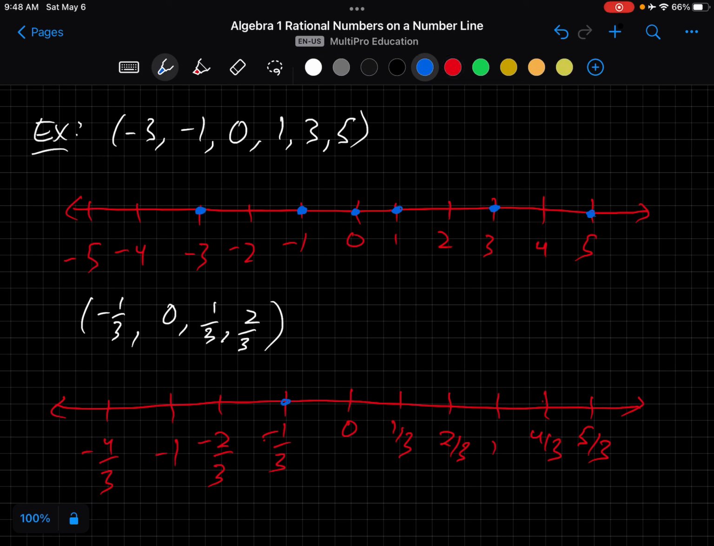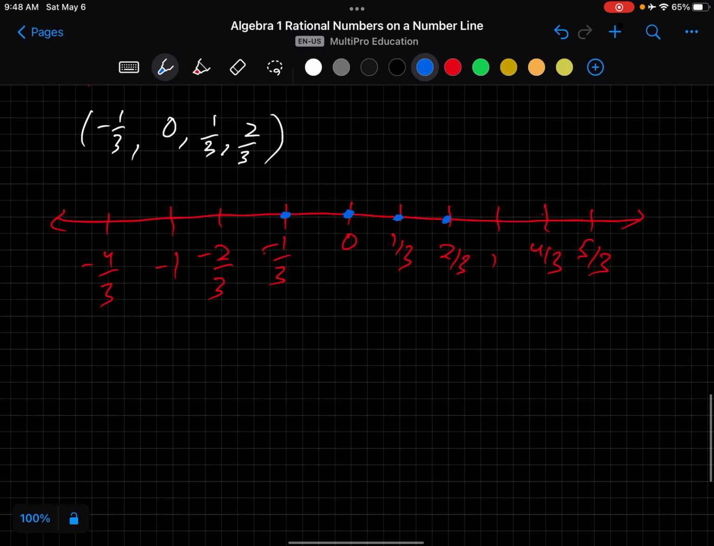Okay, where is -1/3? It should be left of the 0 because it is negative. Where is 0? Well, it's usually somewhere near the middle, and here we found it. And then +1/3 should be right of 0, and here we found that. And then +2/3, that's to the right of that, it's greater than 1/3. Great job.